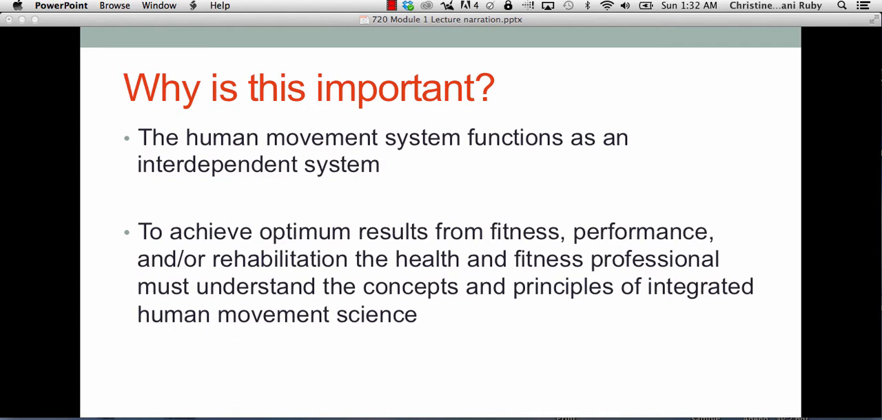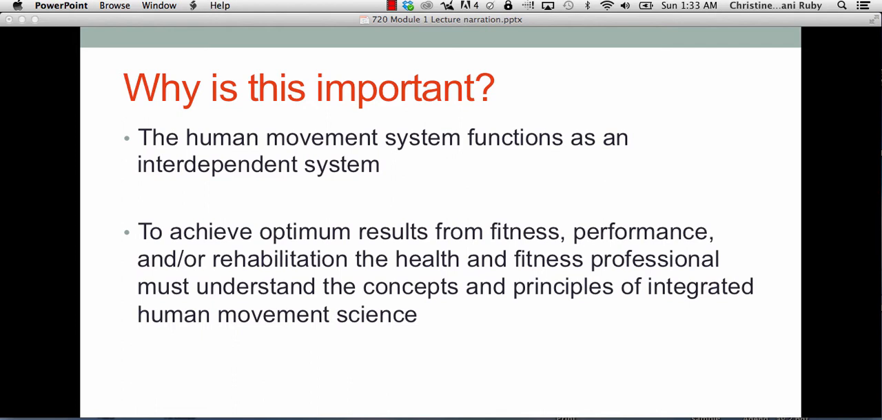So to achieve optimum results from fitness performance and or rehabilitation, the health and fitness professional must understand the concepts and principles of integrating human movement science. We can't just treat one part of the system. I always use the example with my clients of a husband and a wife that maybe aren't getting along. So if we imagine that the husband is the hamstring muscle and the wife is the hip flexor, and the husband and wife, since they're not getting along, the wife seems to feel it is the husband's problem because the hamstring is short.